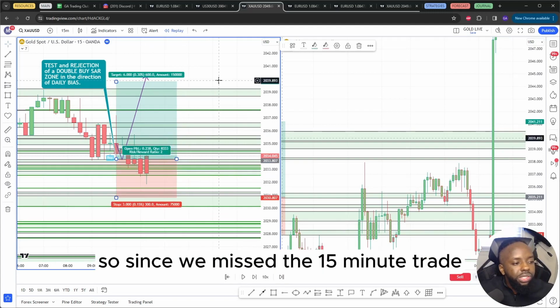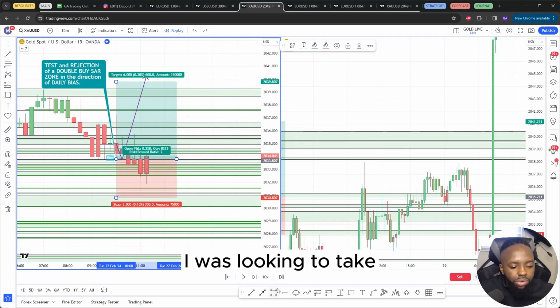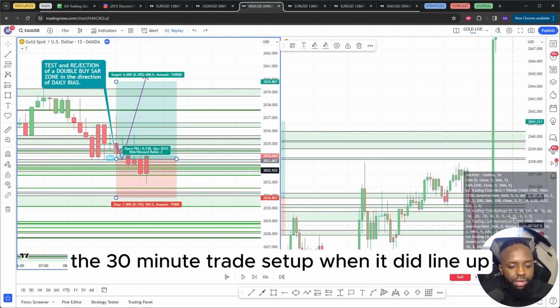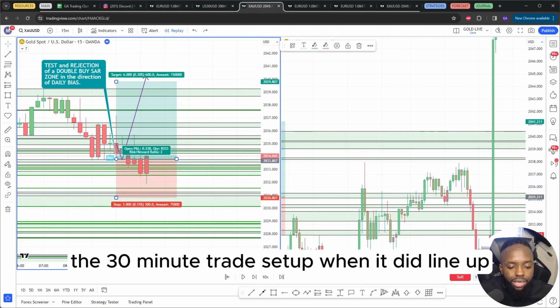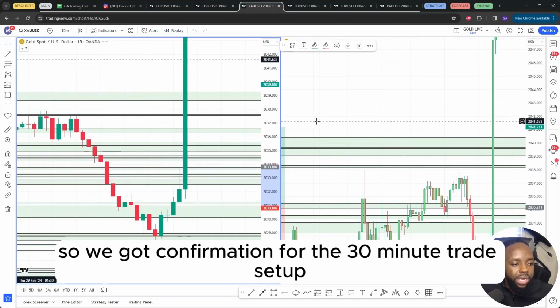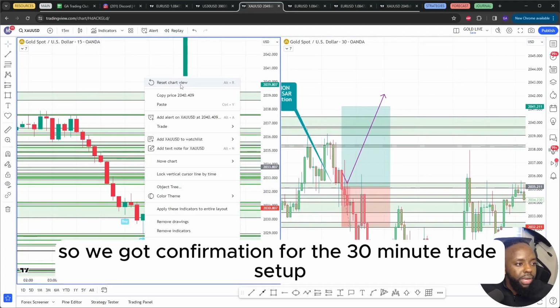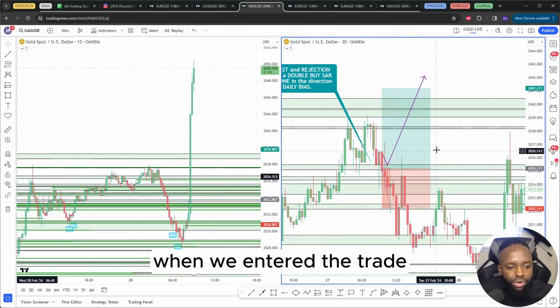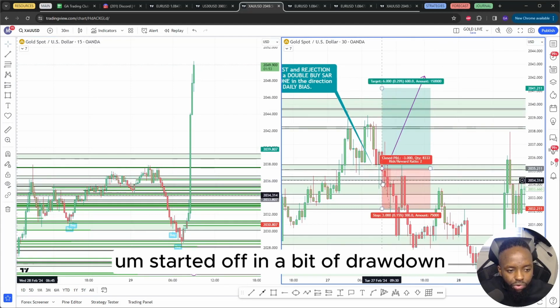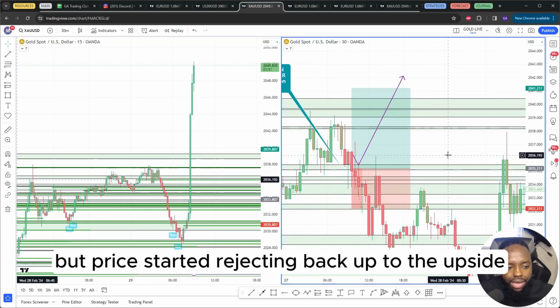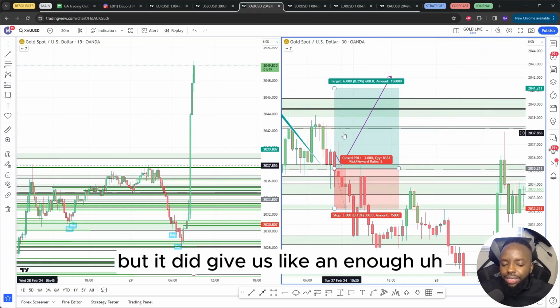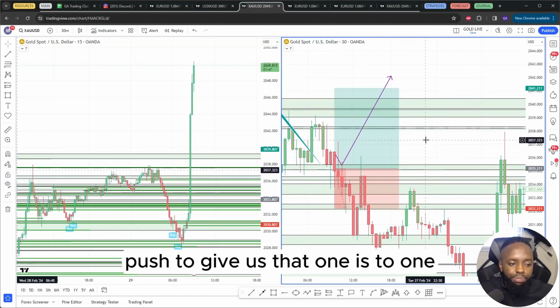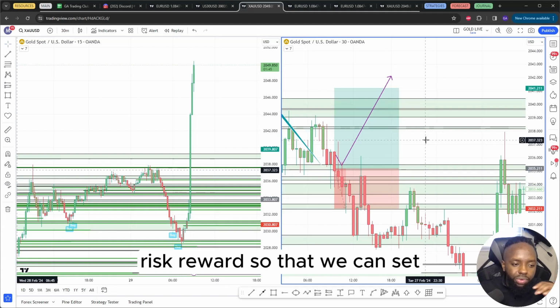But anyway, since we missed the 15-minute trade, I was looking to take the 30-minute trade setup when it did line up. So we got confirmation for the 30-minute trade setup, but you can see, unfortunately, when we entered the trade, it started off in a bit of drawdown, but price started rejecting back up to the upside.